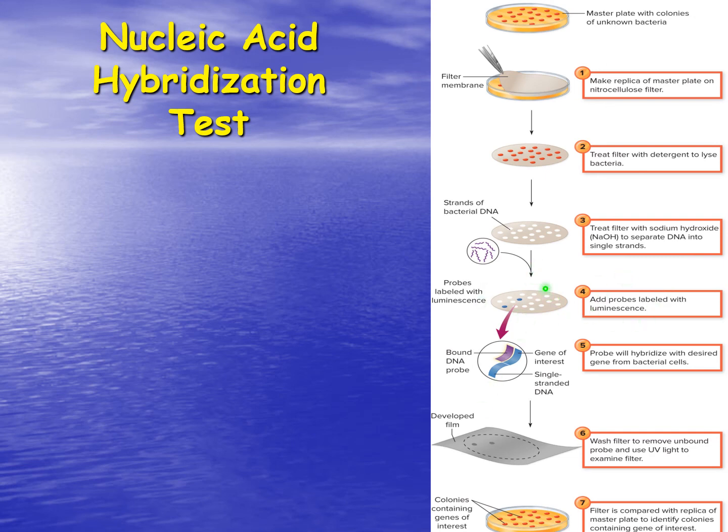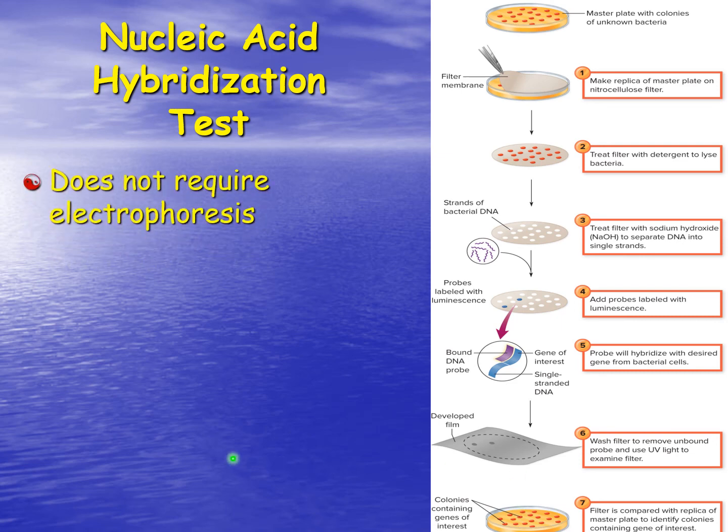If the probe will hybridize with a piece of the bacterial DNA, then we know that that particular unknown sample is going to be what we're looking for. And then we can take that filter paper where we see the fluorescence and actually pick up those colonies from our original master plate based upon their location on the filter paper.